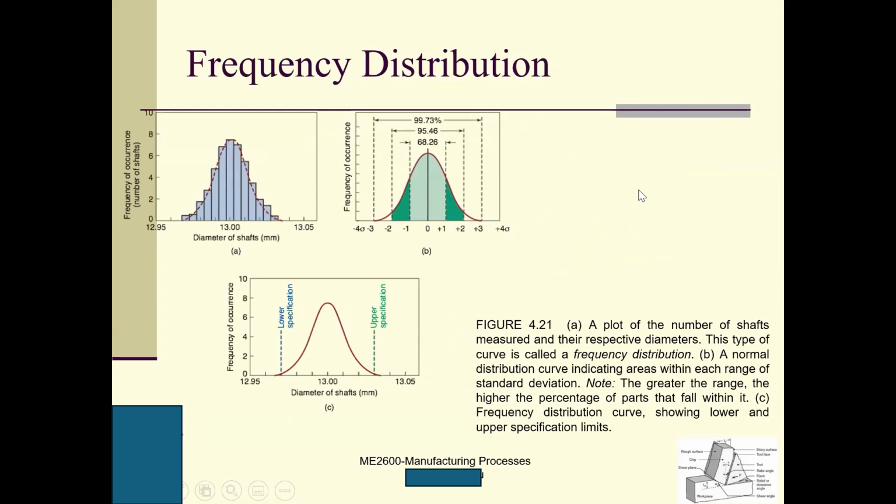Frequency distribution is actually about statistical analysis of the components, for example, the diameter of the shafts. Usually, nominally, this bunch of shafts have the same dimensions, but if you look into it very carefully, this is not the case. The dimensions are bell-shaped. It's a Gaussian distribution. This is the diameter of the shaft, and we have the frequency of occurrences. This is this kind of statistical analysis.